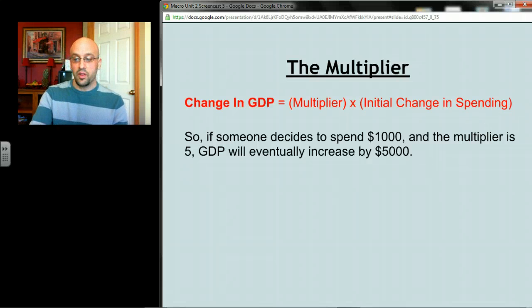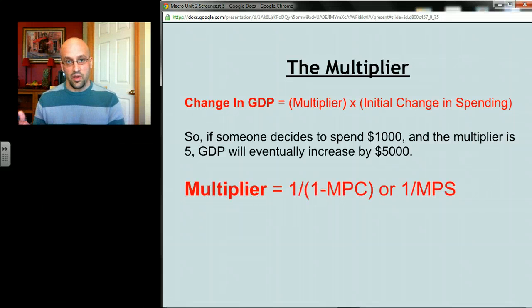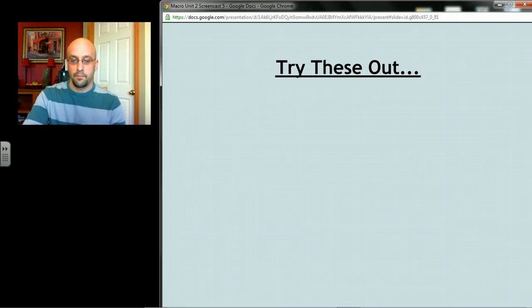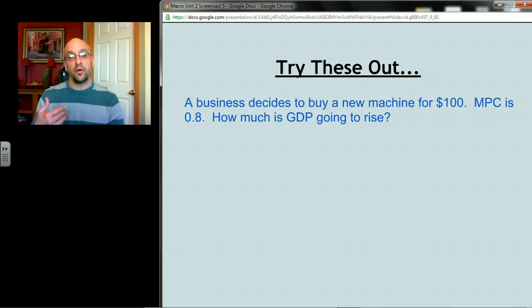Fortunately, there's also a formula for the multiplier itself, and this is where MPC comes in. The multiplier is equal to 1 divided by 1 minus MPC. And since MPC and MPS always have to add up to equal 1, there's an alternative formula, 1 divided by MPS, which is equal to 1 minus MPC. So you can try these out, and you might want to whip out a calculator and pause the video at certain points to see if you can figure it out.